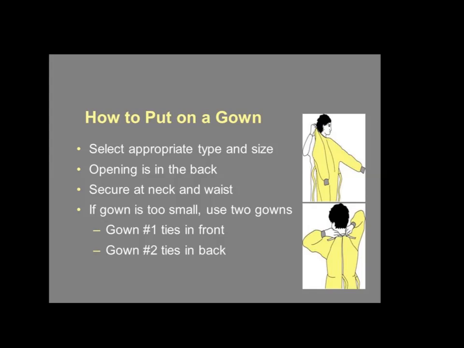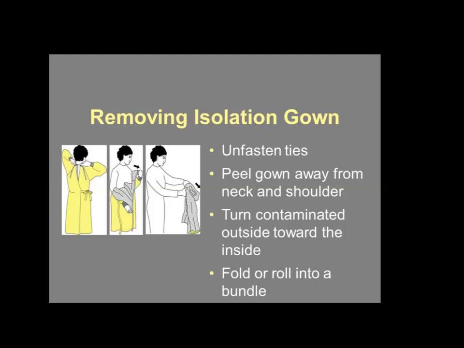If the gown is too small to fully cover your torso, then use two gowns. Put on the first gown with the opening in front and the second gown over the first with the opening in the back. You'll notice the diagram to the right of this slide indicating to you the proper way of putting on a gown. Once the visit is over, you will want to remove the gown properly.